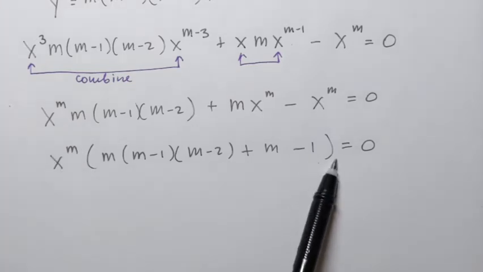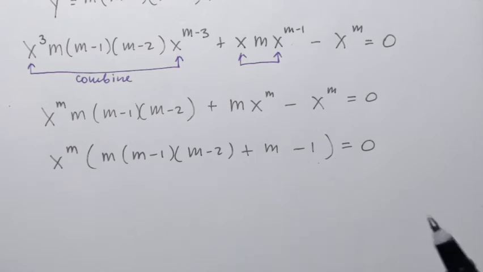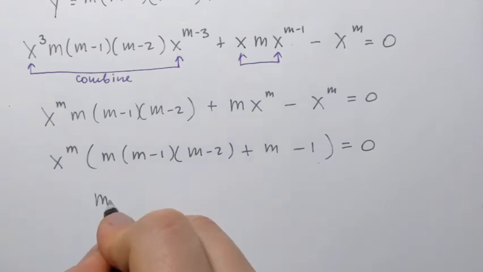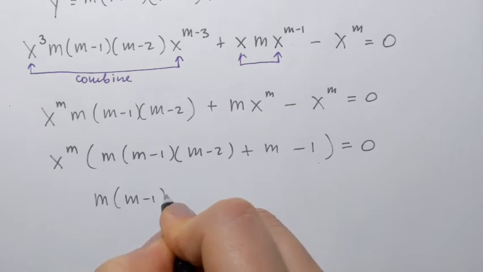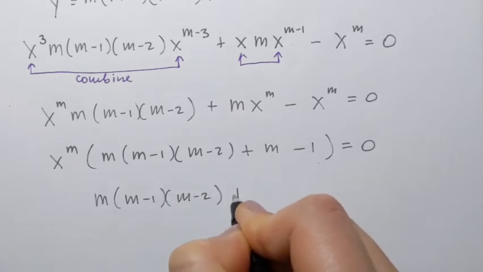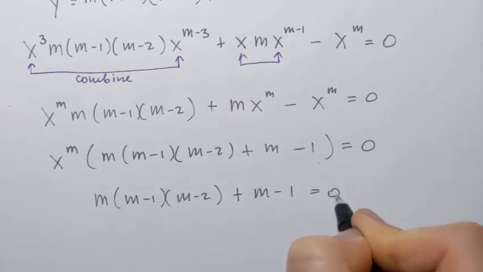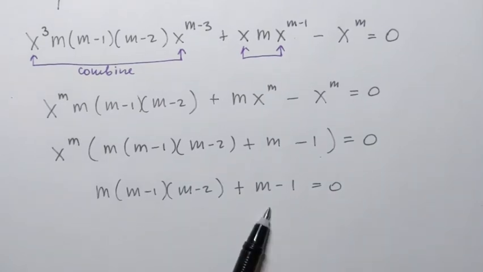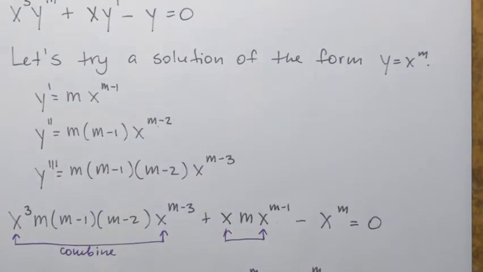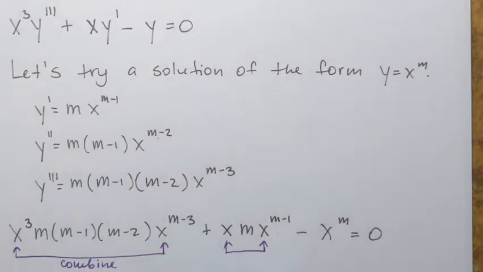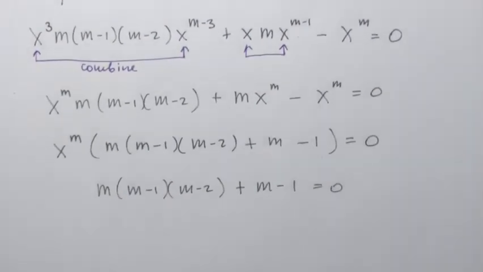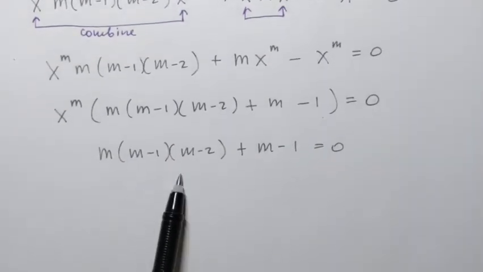However, the second factor can be equal to 0 for certain values of m, and that's what I need to find. So what I'll do, I'll set the second factor equal to 0. And I'll need to solve this equation. Once I solve this equation, I will obtain values of m that will allow me to find the solution to my differential equation. Let's think how we solve this.